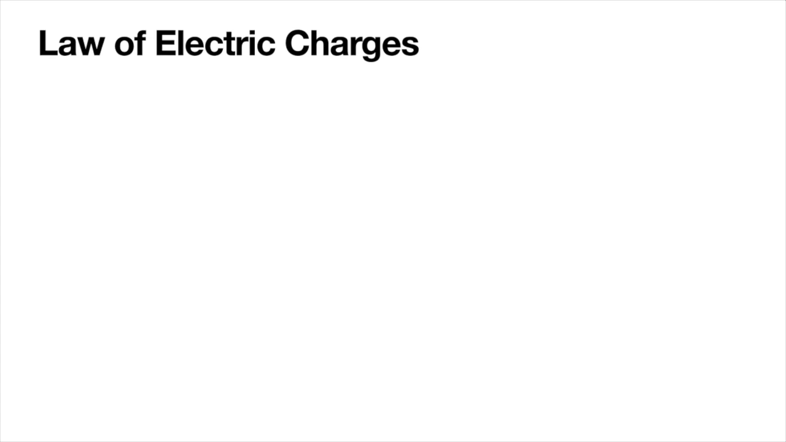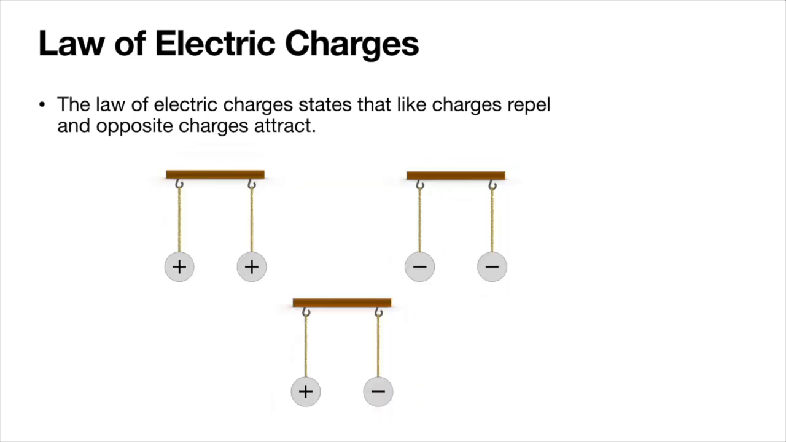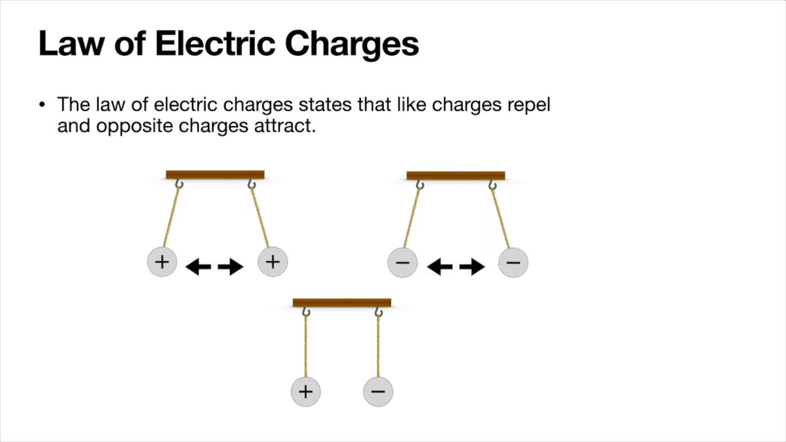The law of electric charges. The law of electric charges states that like charges repel and opposite charges attract. If we were to take these charges and suspend them from ropes, we can get something that looks like this. All of the like charges repel, so positive and positive repel, negative and negative repel, and the positive and negative attract.